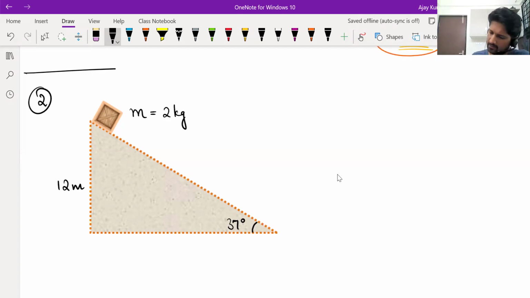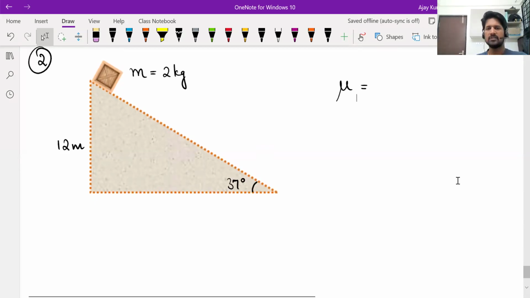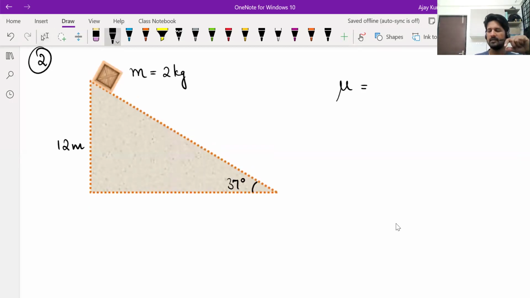Block is released from there, and coefficient of friction, if you tell me, when will the block slide? When mu is greater than tan theta or mu is less than tan theta? Less than tan theta. Yes, mu is less, tan theta is more, means angle is too much. Correct. Tan 37 degrees, 3 by 4 is 0.75. Let's say mu here is only 0.5. So clearly it is less than tan theta. The block cannot stay at rest. It will slide down.